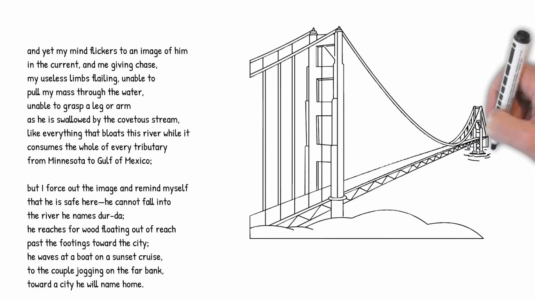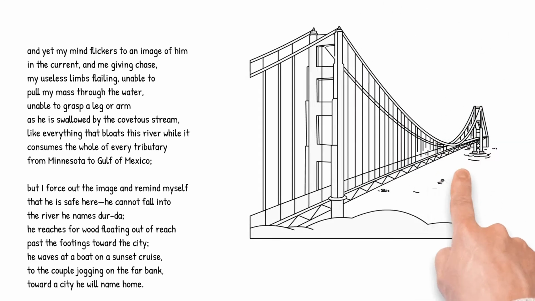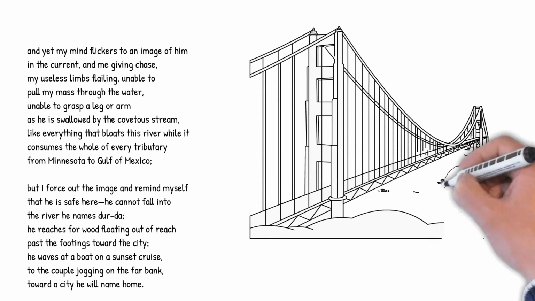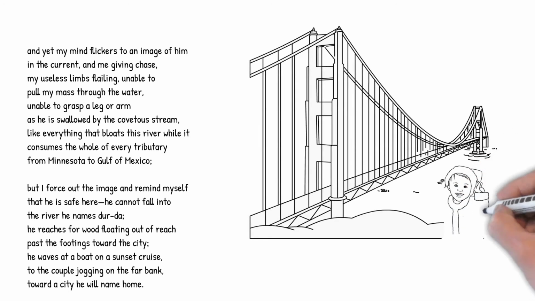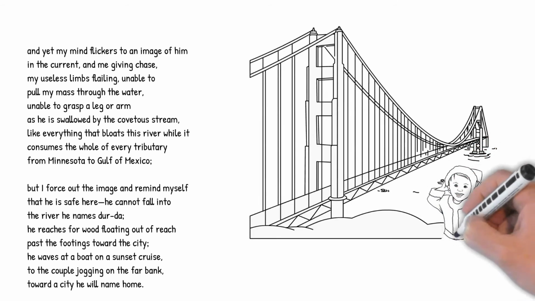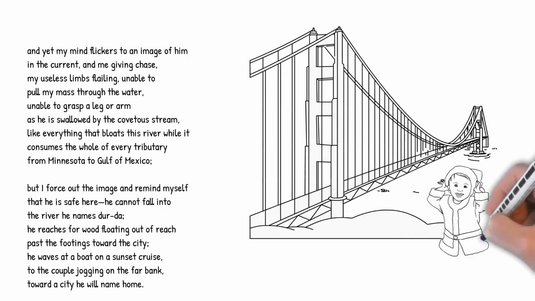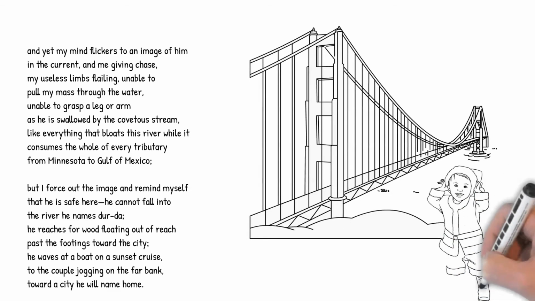But I force out the image and remind myself that he is safe here. He cannot fall into the river he names Durda. He reaches for wood floating out of reach, past the footings toward the city. He waves at a boat on a sunset cruise, to the couple jogging along the far bank, toward the city he will name home.